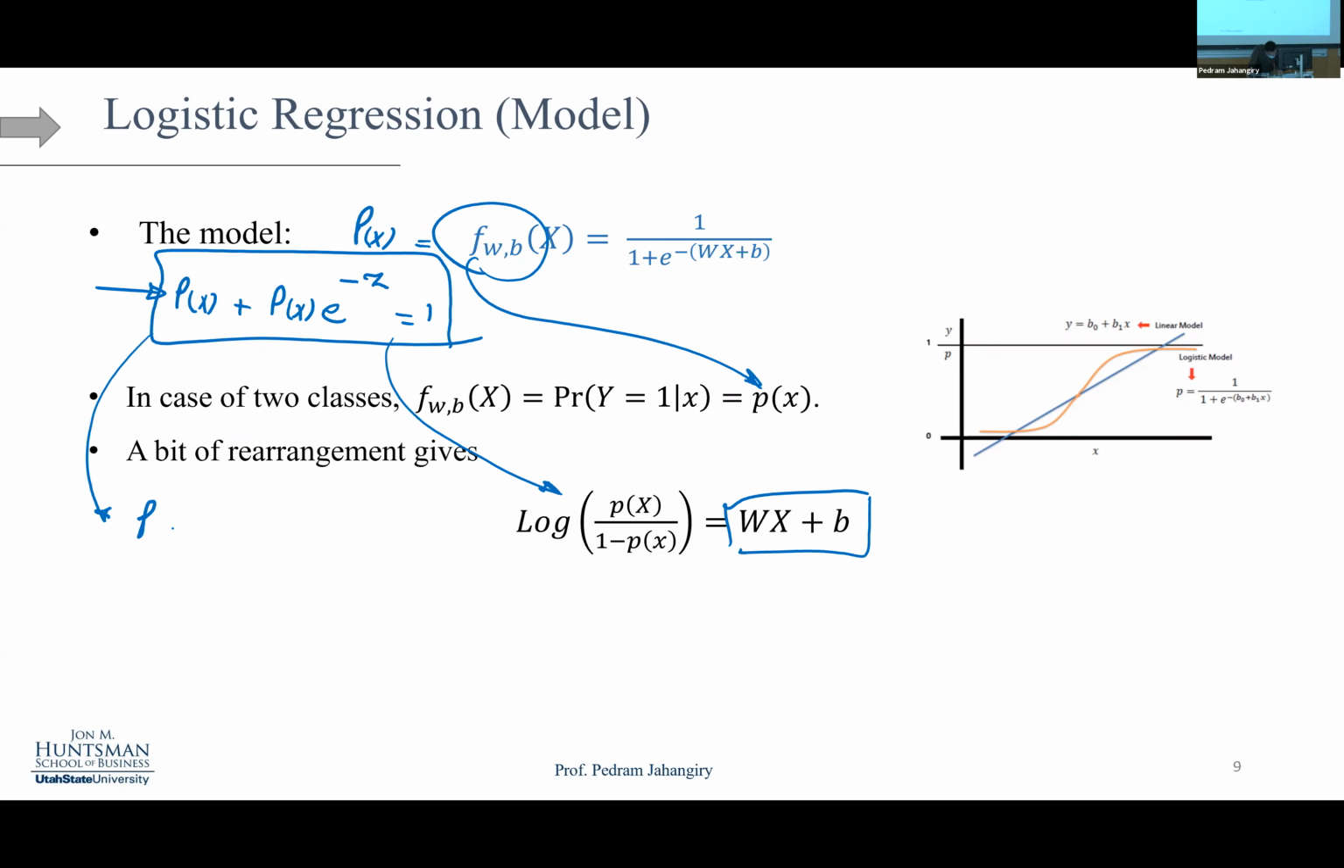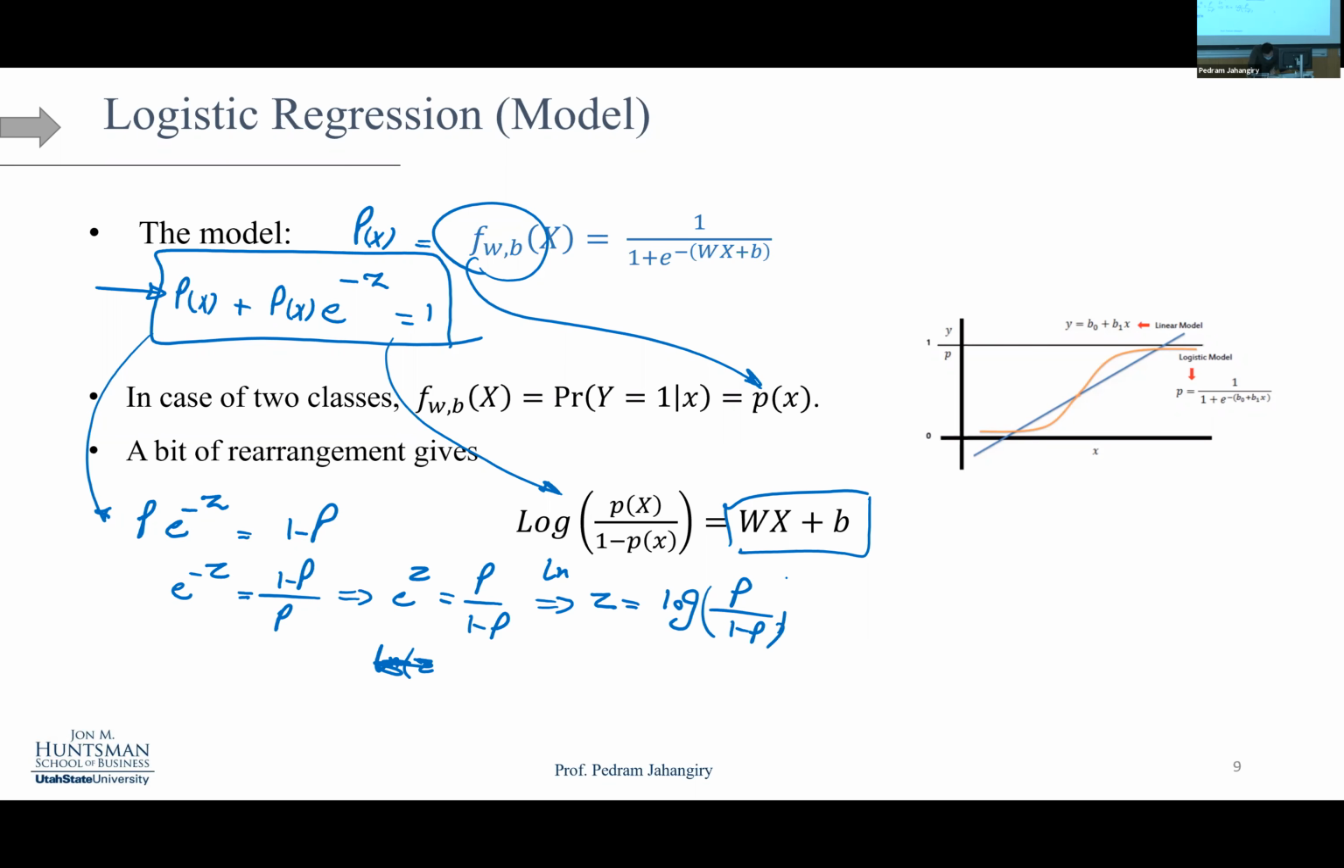So I write p times e to the power of minus z is equal to 1 minus p, right, from here. And then e to the power of minus z is going to be 1 minus p divided by p. So e to the power of z is going to be the inverse of that. And then if I take the natural log from both sides, z is going to be equal to log of p divided by 1 minus p. Okay, I think that's more obvious now. Okay, how we go from that step to this step, right?